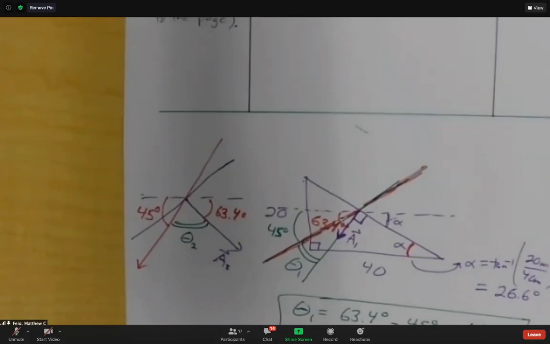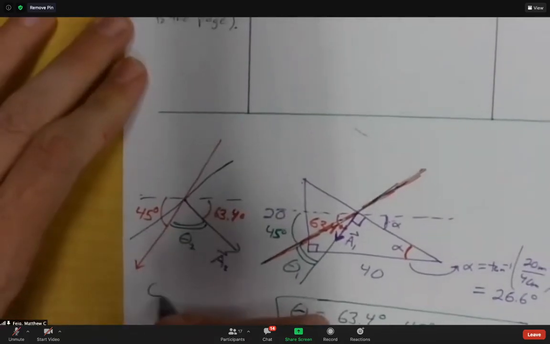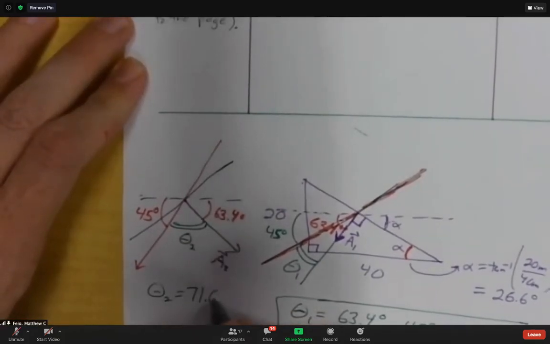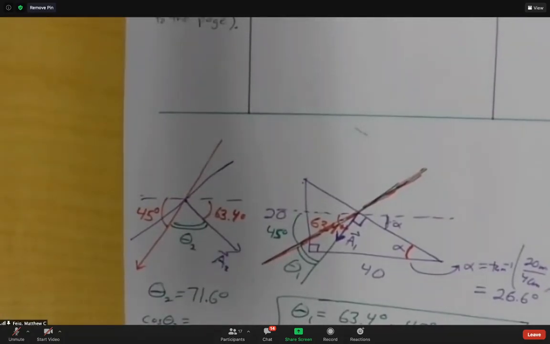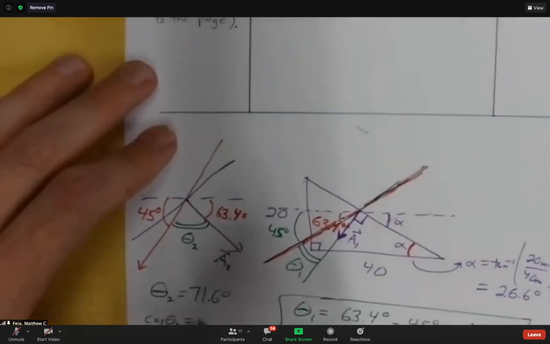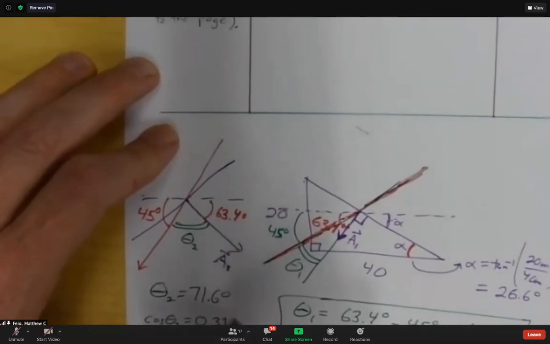I got 71.6. So theta 2 is 71.6, and the cosine of theta 2 is a dimensionless factor. And for that, I got 0.316.